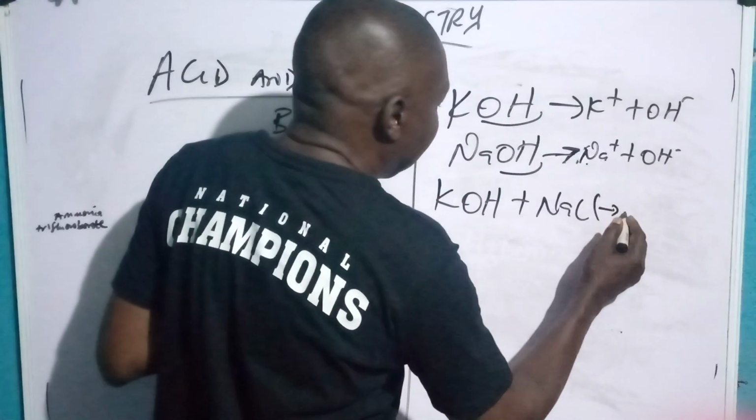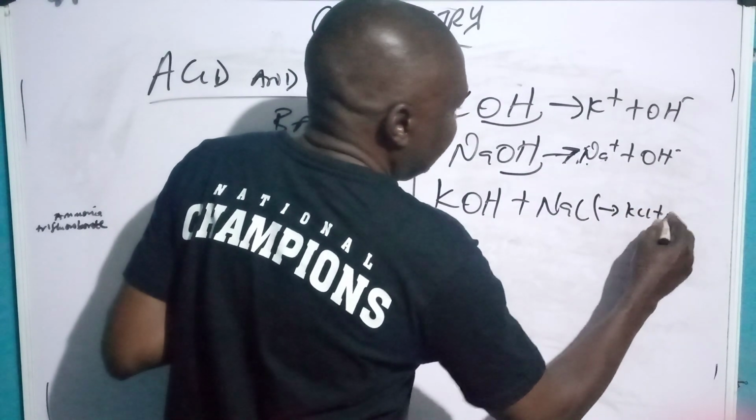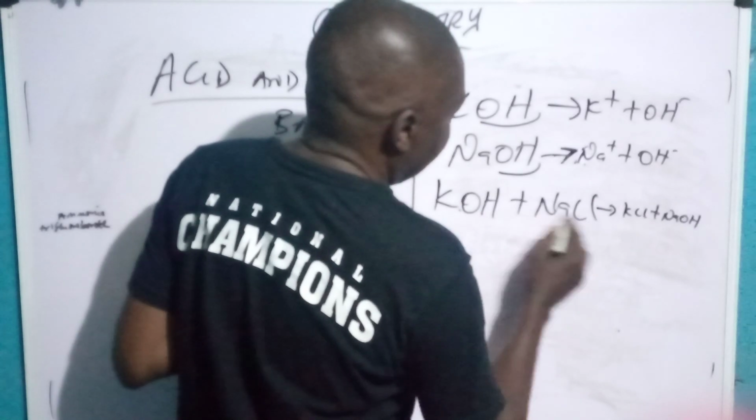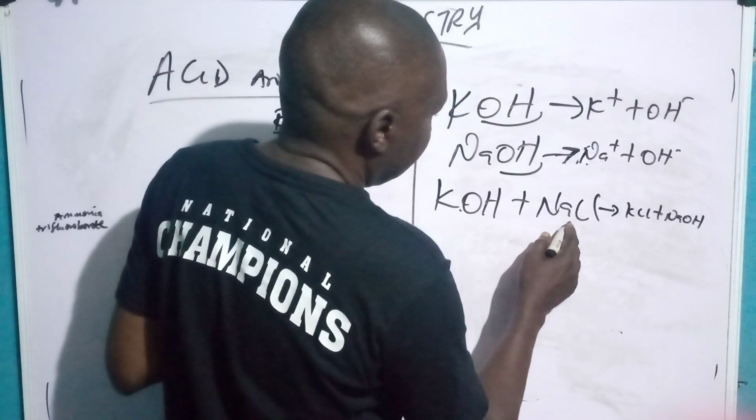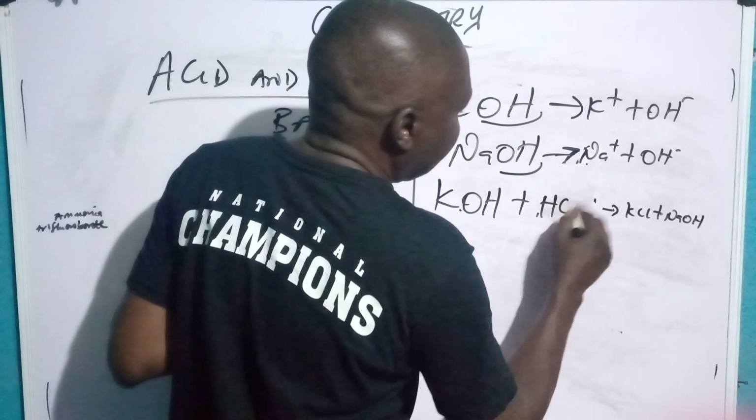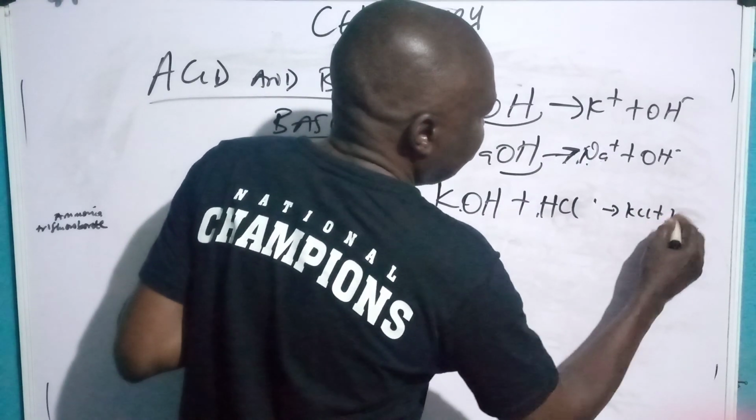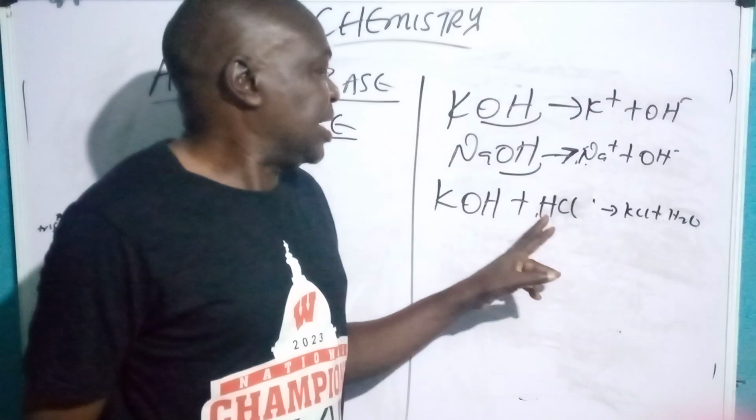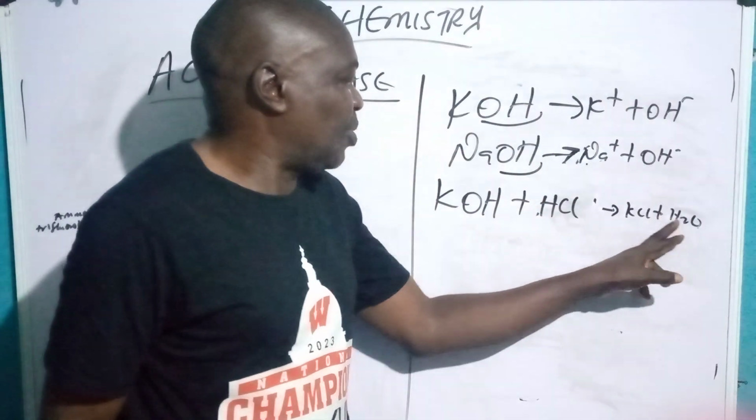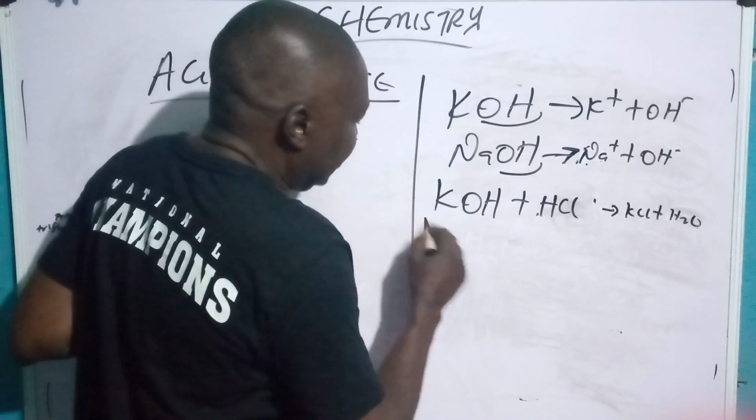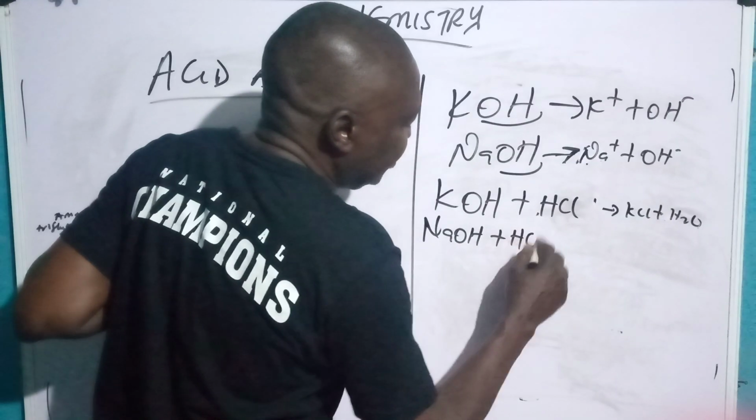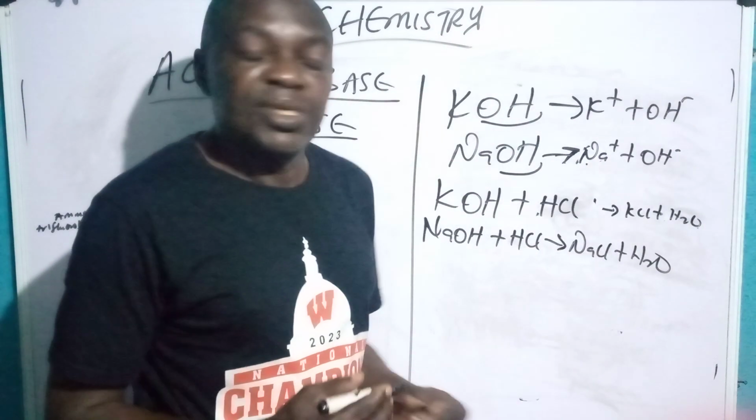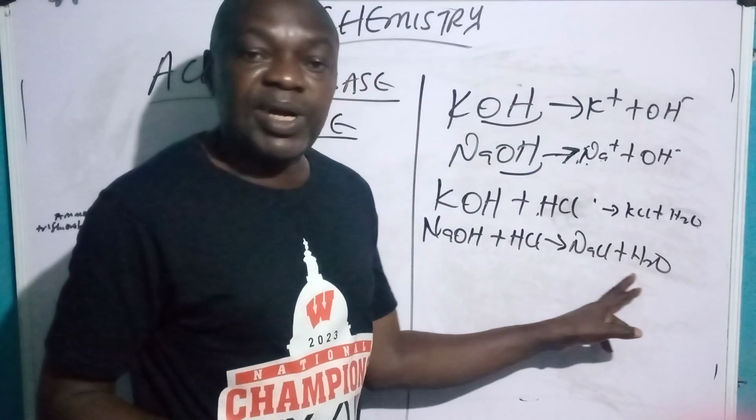So when this one reacts, it produces KCl plus H2O. Sorry for that. So this is a base. The name of this base is potassium hydroxide. It reacts with hydrochloric acid to produce salt and water only. Then let's use the one we use at home. NaOH plus HCl gives NaCl plus H2O. This is a base because it reacts with acid to produce salt, sodium chloride, and water only.